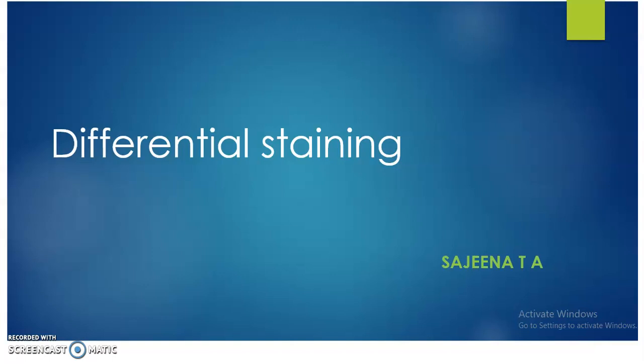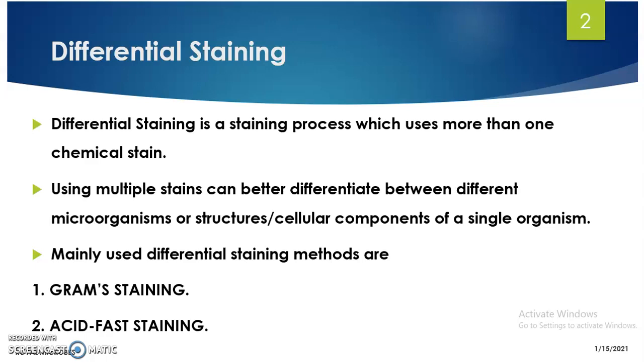Today we can see the differential staining techniques used in bacteriology. Differential staining is a staining process which uses more than one chemical stain. It is using multiple stains so we can better differentiate between different microorganisms. We can also visualize the structures or cellular components of a single organism. Mainly used differential staining methods are Gram staining and acid-fast staining.